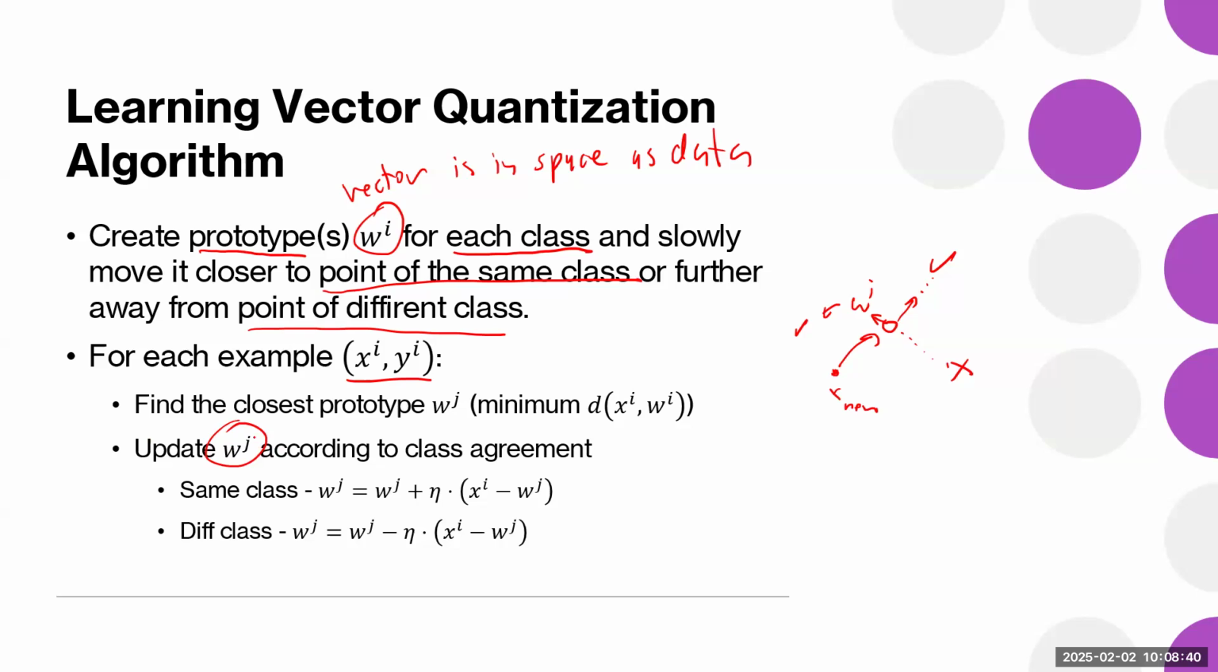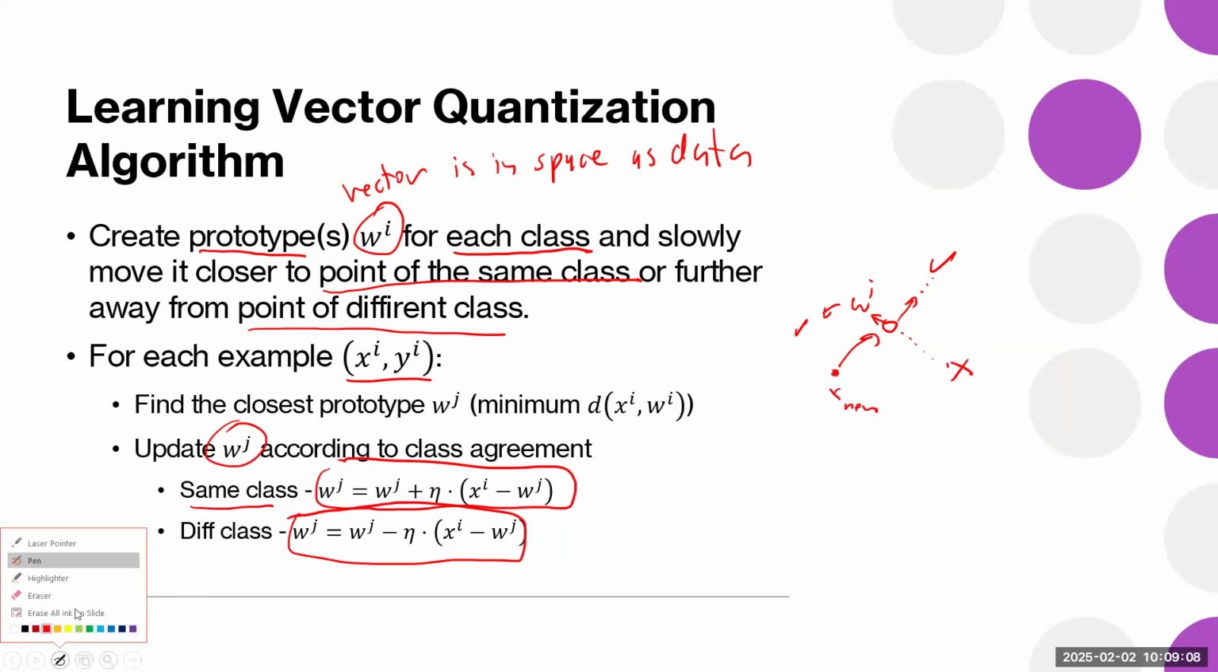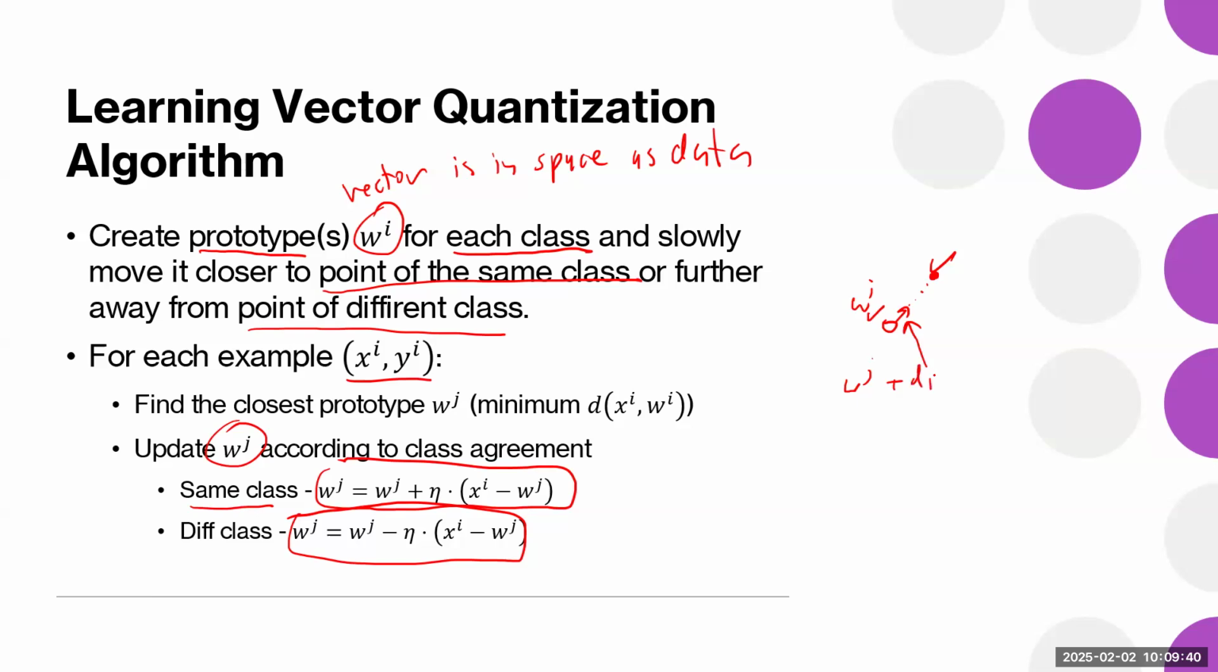Now, the update function will depend on whether or not the point x, y and the prototype share the same label. If they have the same label, you use this equation. If it's a different label, you use a different equation. So how does this equation come about? Let's say it has the same class. We have this prototype for a positive class, and the closest point would be this positive example. You want to move this point in this direction, so we have to add this direction. How do we compute this direction?